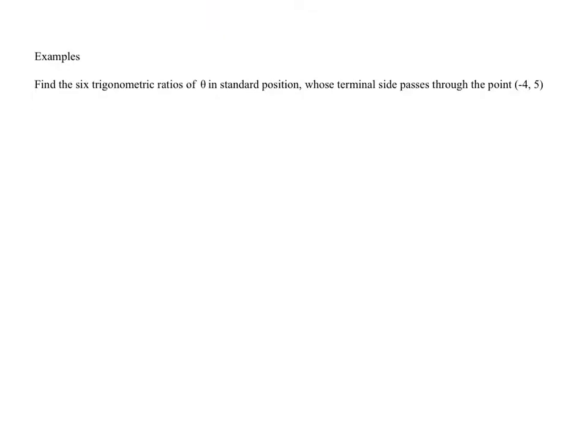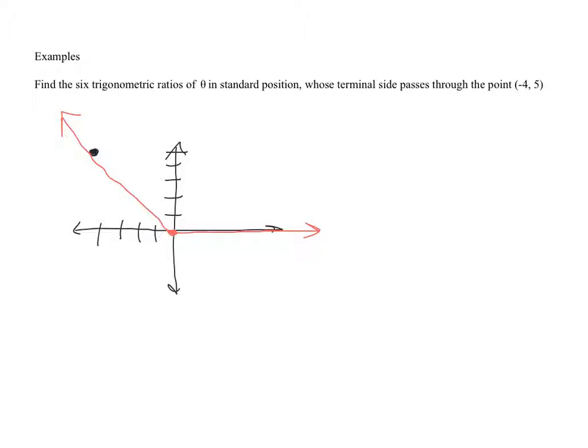So let's look at an example of this. We want to find the 6 trigonometric ratios of theta in standard position whose terminal side passes through the point negative 4, 5. Now I don't particularly know what this angle is, but it says I have a point on its terminal ray of negative 4, 5, so that's this point here. So we go this direction for this initial ray, and here's my terminal ray that has to go through that point. So the angle theta could be here. It also could go the other direction, but we'll just say it goes here.